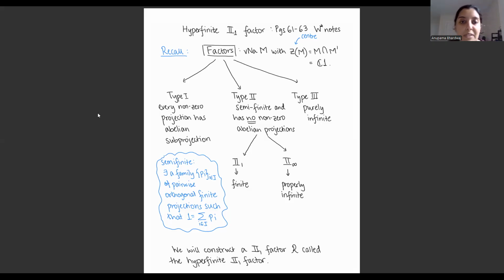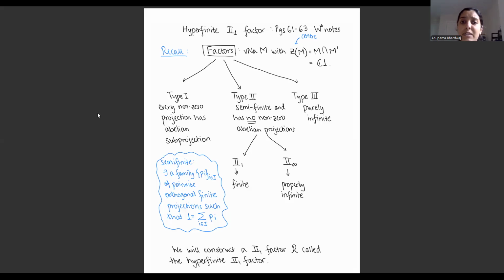It means that every non-zero projection has an abelian subprojection. And then type II is interesting. It means that the von Neumann algebra is semi-finite and has no non-zero abelian projections. I've made a little bubble on the side about what semi-finite means. Semi-finite means that you have a family of pairwise orthogonal finite projections, let's call them P_i, such that the identity is equal to the sum of this family of pairwise orthogonal projections.